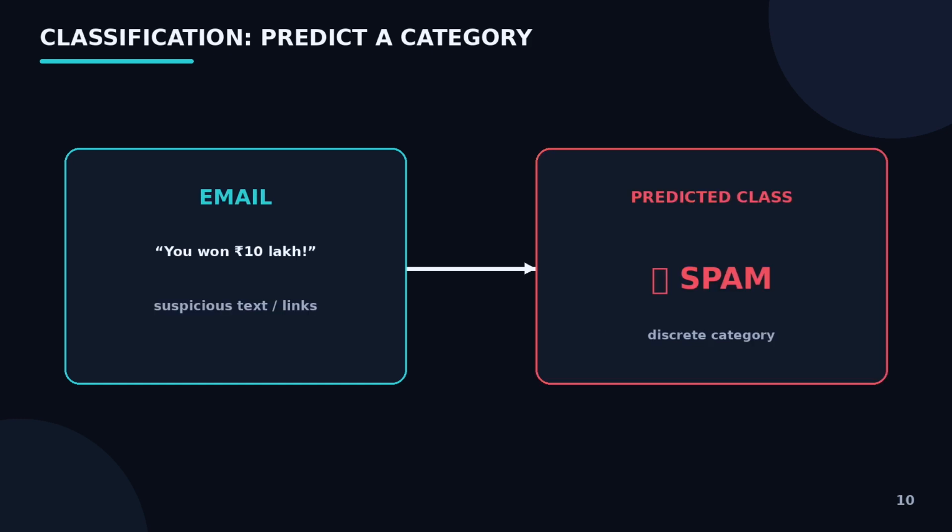Now consider an email. The model analyzes the email's features or text and predicts spam. This is classification because we are choosing between categories, and classification doesn't necessarily mean only two categories. Binary classification has two classes, for example, spam or not spam, but multi-class classification can have many classes. For example, an image classifier might predict cat, dog, horse, bird, or a car. So classification is about predicting a discrete category.